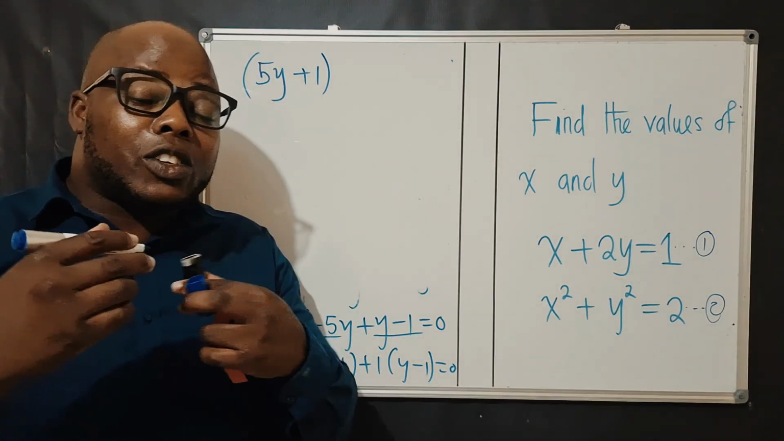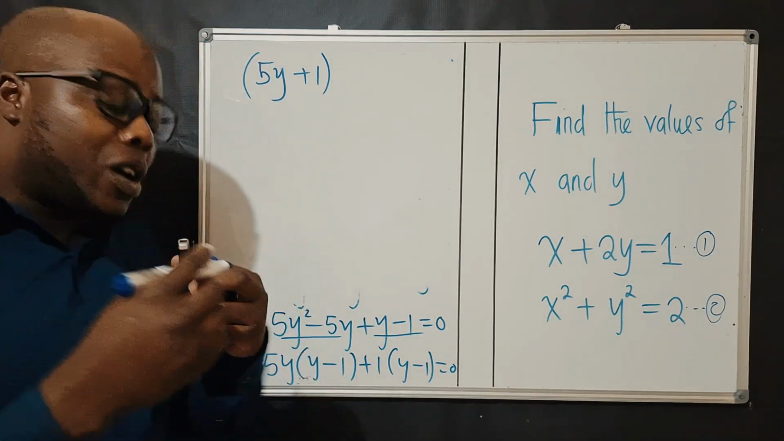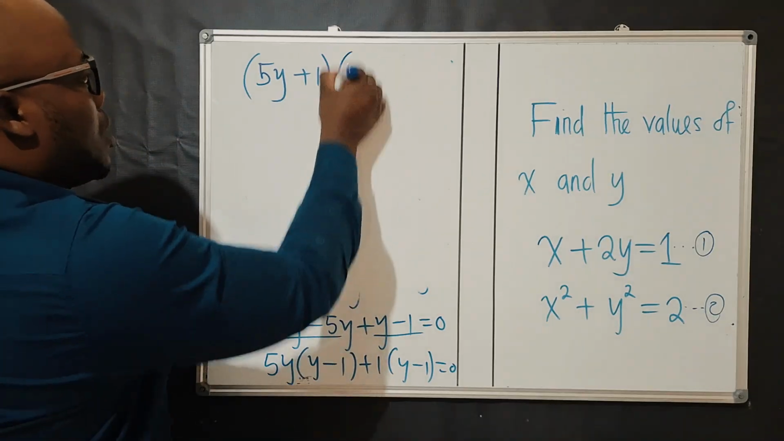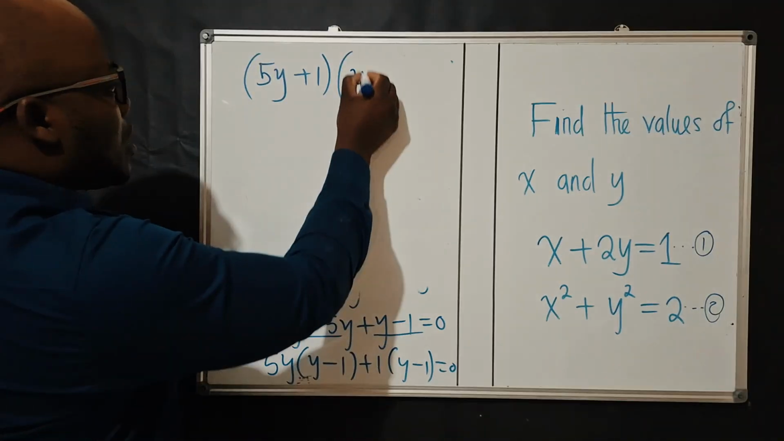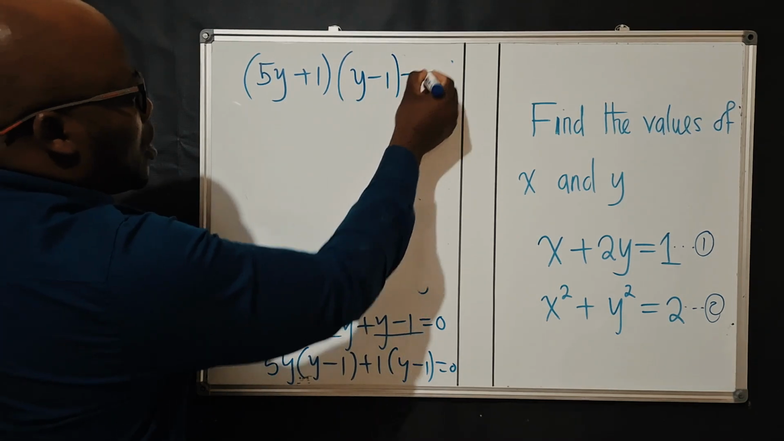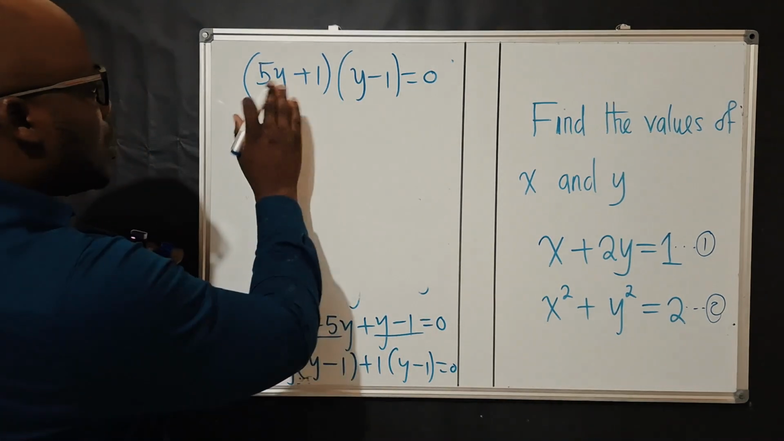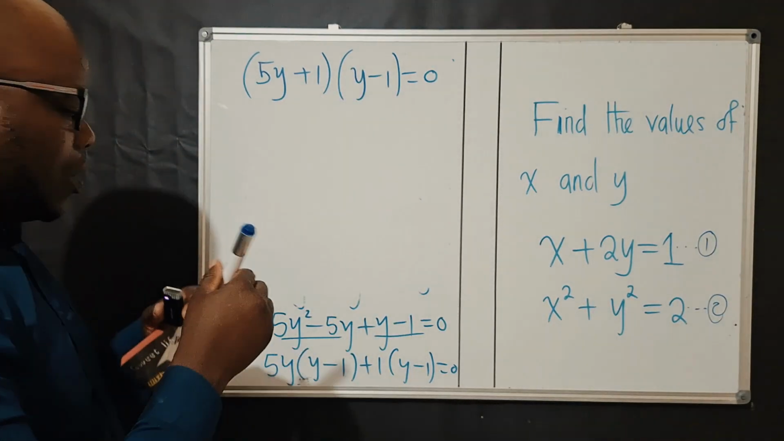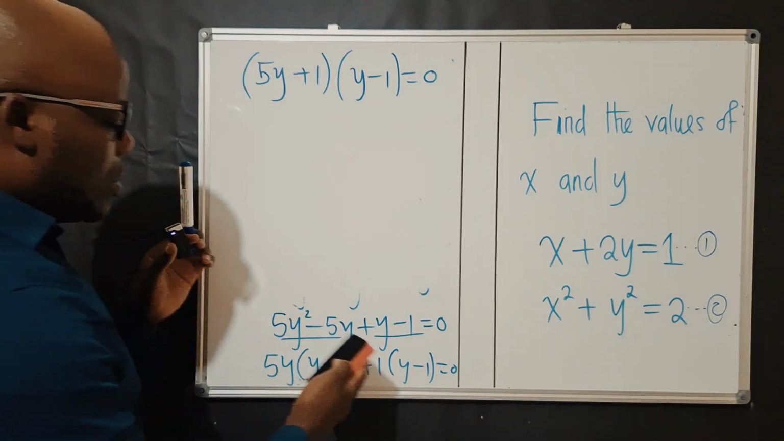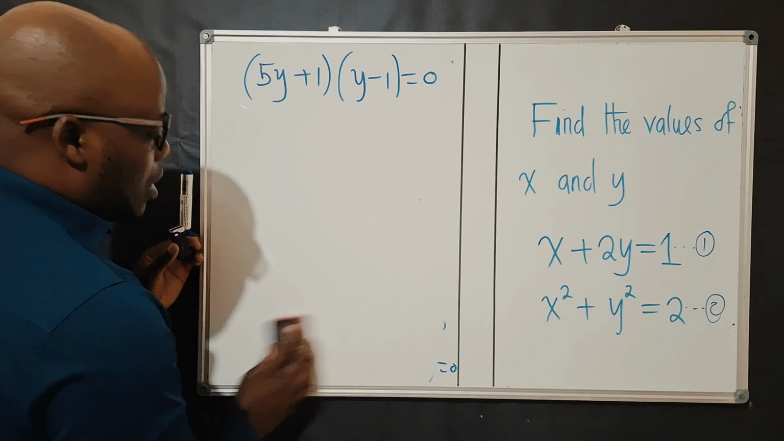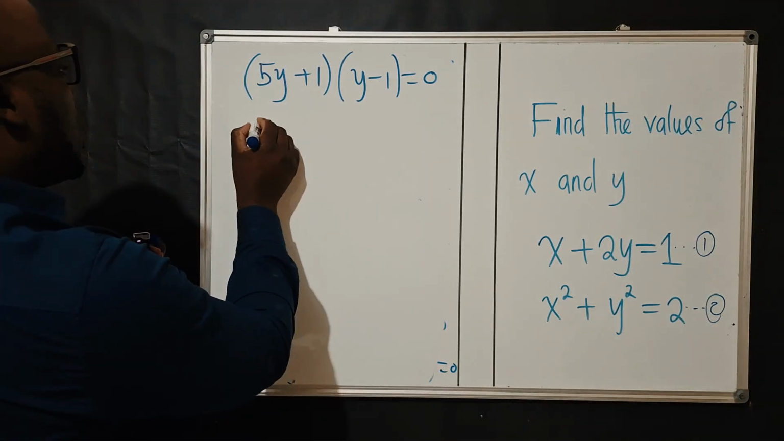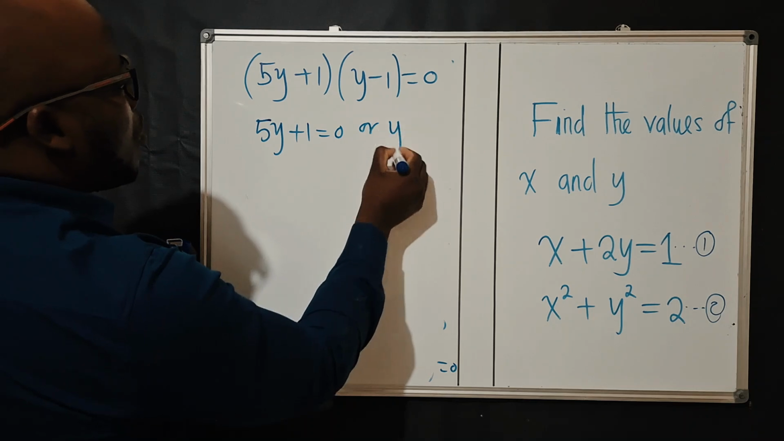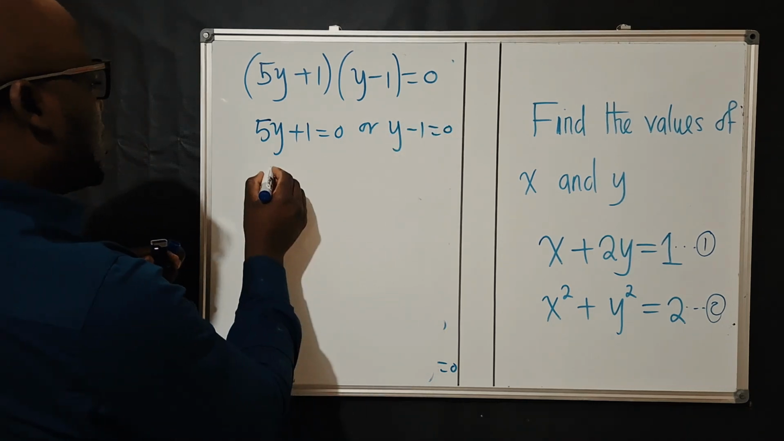My understanding is that you know how to solve the quadratic equation by factorization method, so I'm not going to say much about this. I'll just show you that you get what is in front of the brackets, you put them together, and this one you put it there. So now from this stage, we can say 5y plus 1 is equal to 0, or y minus 1 is also equal to 0.